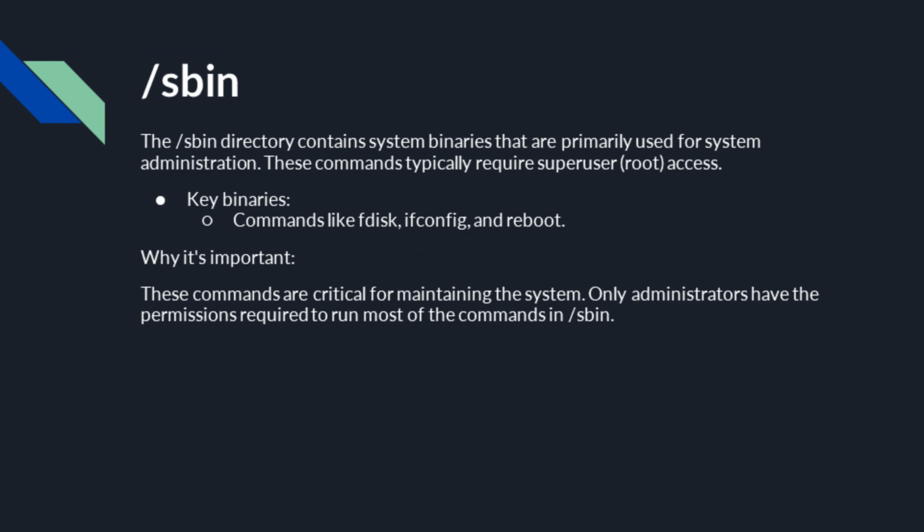/sbin. The /sbin directory contains system binaries that are primarily used for system administration. These commands typically require superuser, root, access. Key binaries: commands like fdisk, ifconfig, and reboot. Why is it important? These commands are critical for maintaining the system. Only administrators have the permissions required to run most of the commands in /sbin.